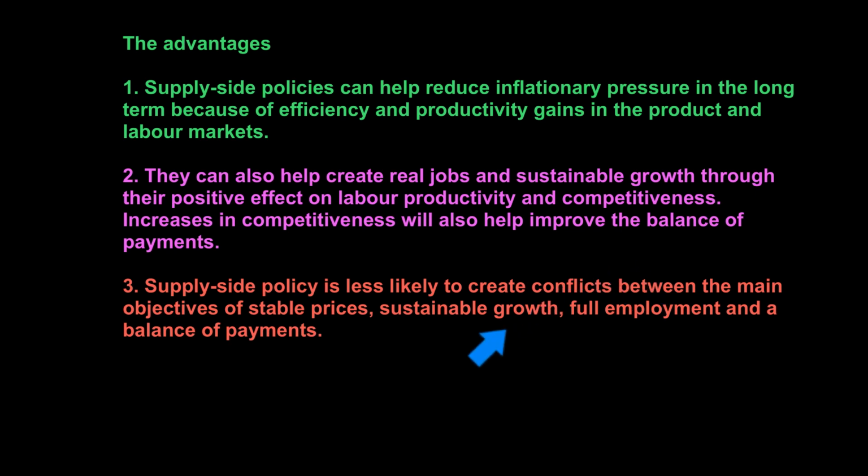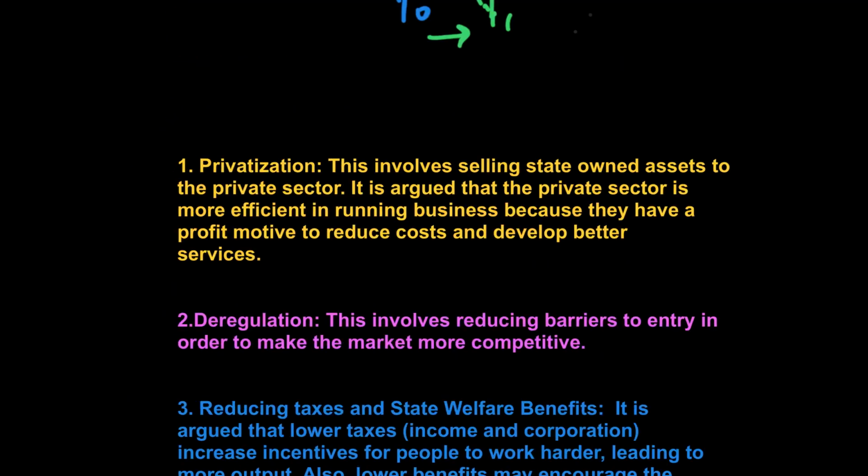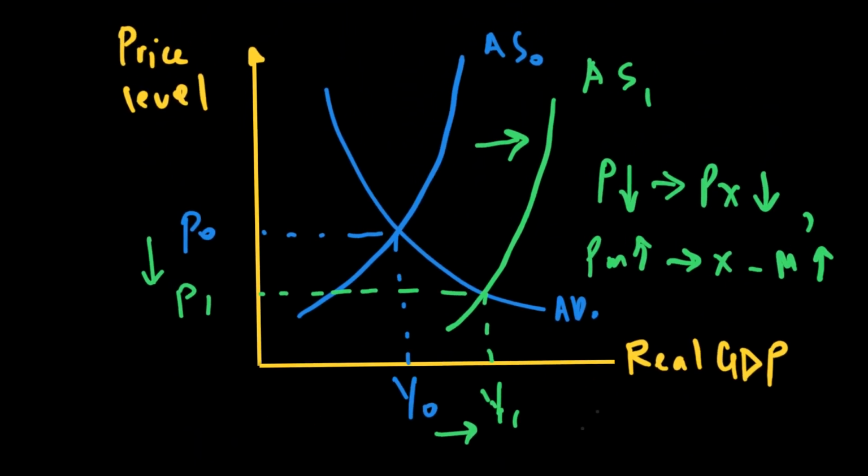The third big advantage when we look at supply side policy is that there is less of a conflict in supply side policy as compared to demand side policy. I'm going to go back to the diagram here before I move on. Look at this, guys. In this kind of a diagram, when the AS curve shifts to the right, not only does the price level go down, basically lower inflation, but GDP goes up, and at the same time X minus M also improves. So this supply side policy can meet all our goals.